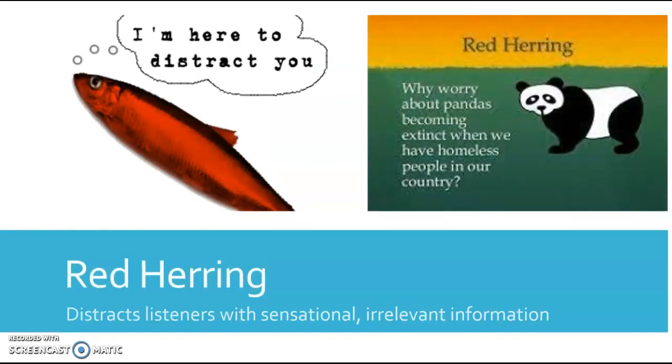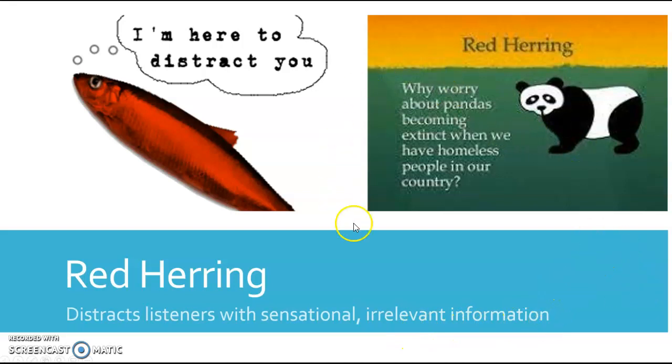The first is that of a red herring. For those of you who love a good mystery novel or a detective movie, typically there's going to be some person of interest that doesn't turn out to be the actual murderer, or the actual criminal. That is a red herring. As you can see, I'm here to distract you. A red herring distracts listeners with sensational and/or irrelevant information.